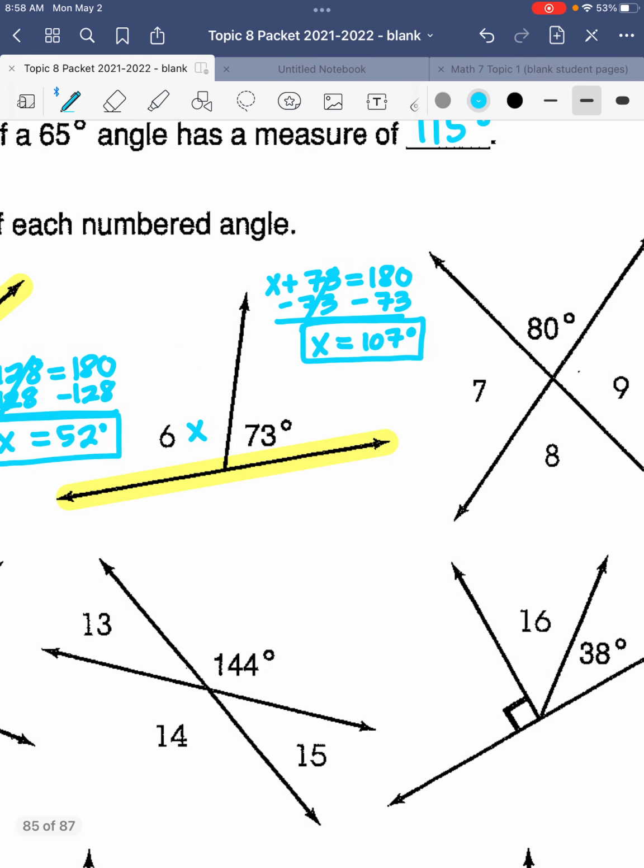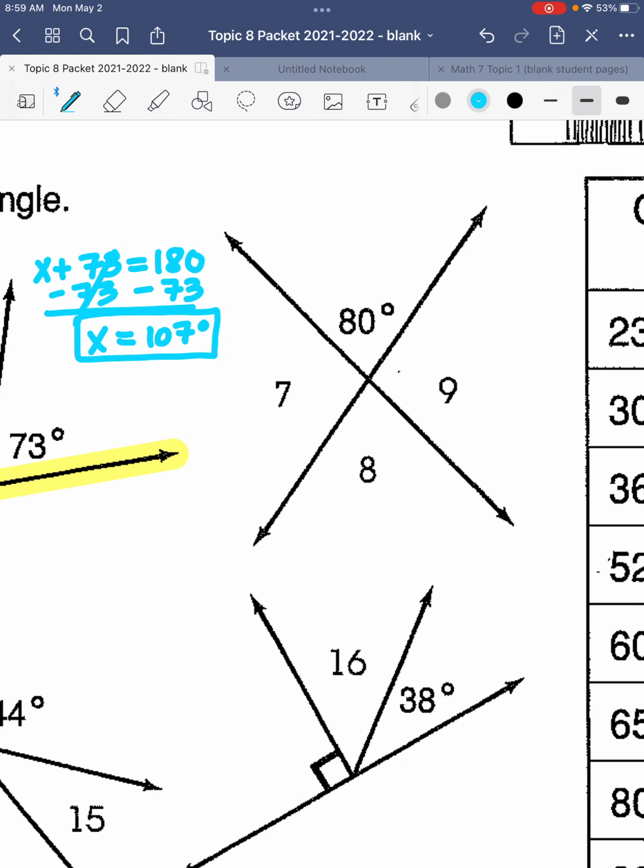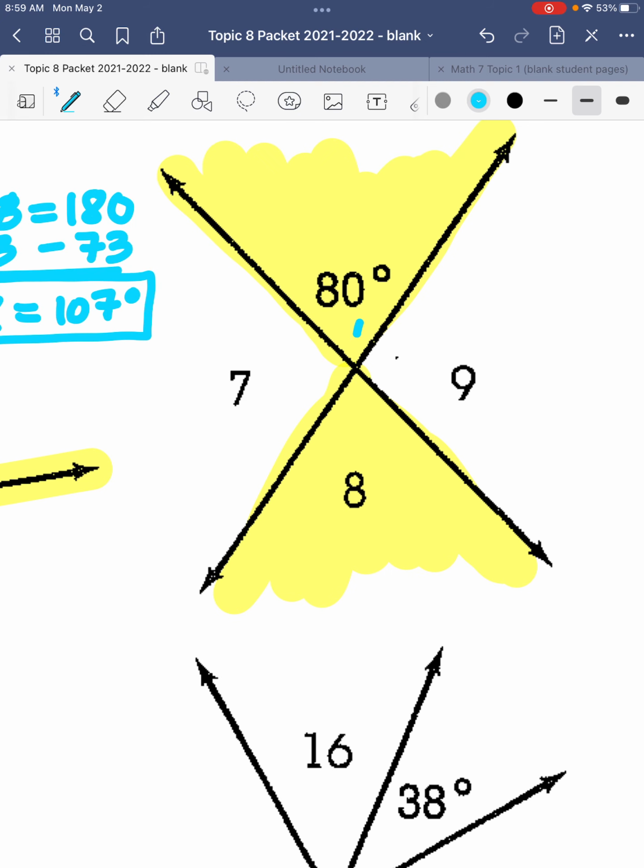Okay, moving on, we're going to figure out 7, 8, and 9 here. The easiest one for me to figure out is angle 8. What I want you to notice about this angle that's 80 degrees that we know, and angle 8, that we don't know, is that they are directly across from each other. Two angles that are directly across from each other are vertical angles, and vertical angles are congruent. That means they are equal. So I know that these two angles have the same angle measure. So angle 8 is going to be 80 degrees.